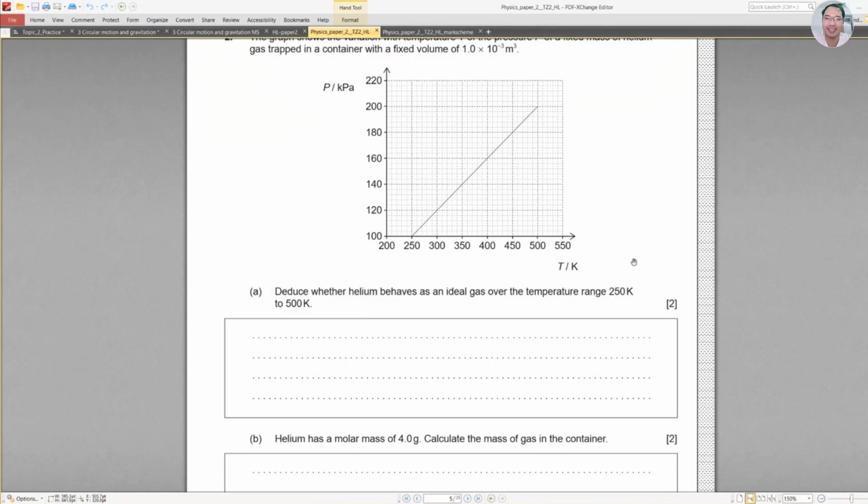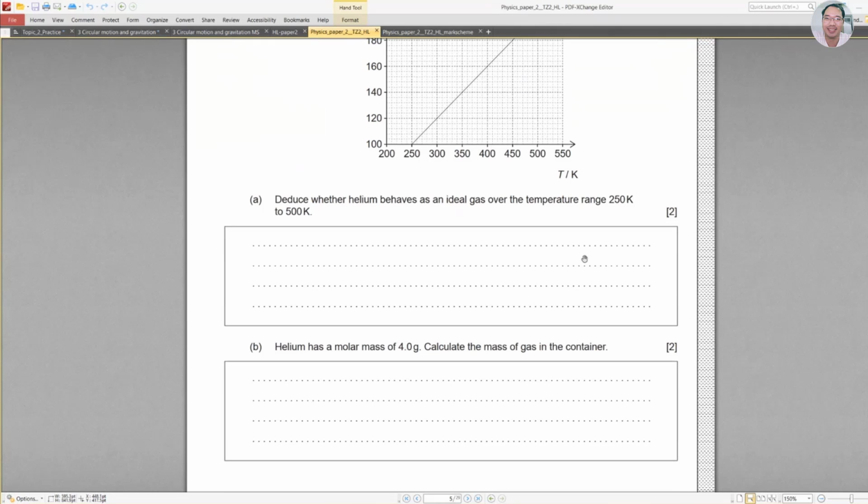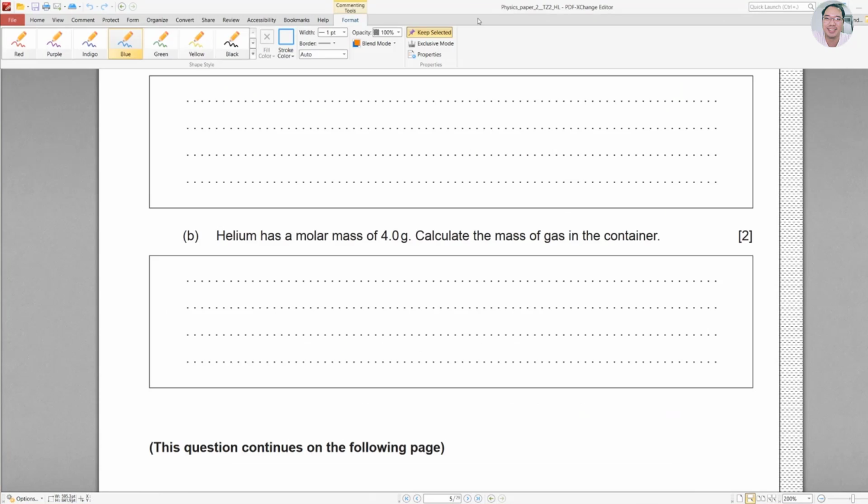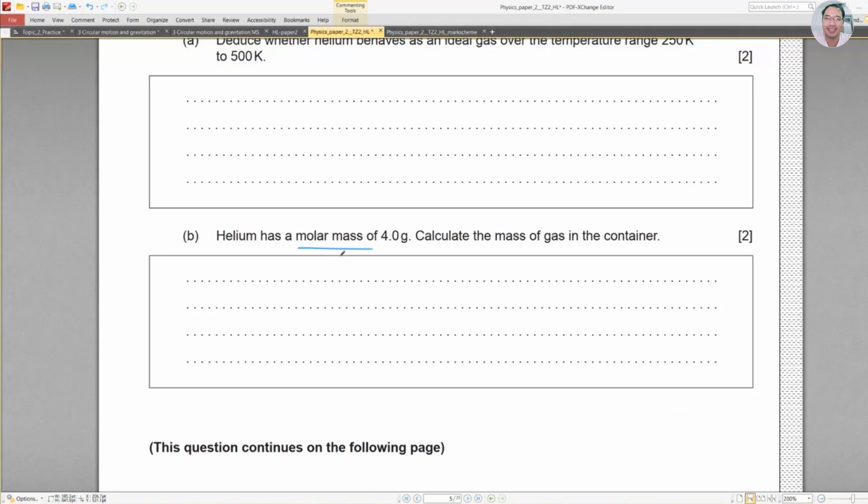Question B. Helium has a molar mass of 4 grams. Calculate the mass of the gas in the container. What does molar mass mean? Molar mass means the mass of 1 mole. So how do we calculate the mass of the gas in the container?